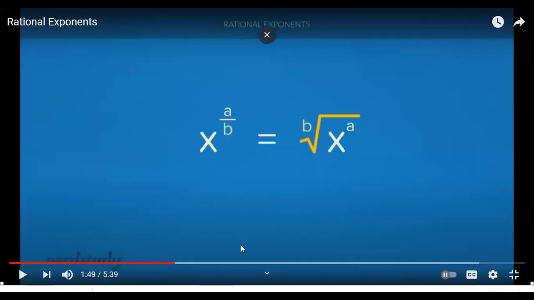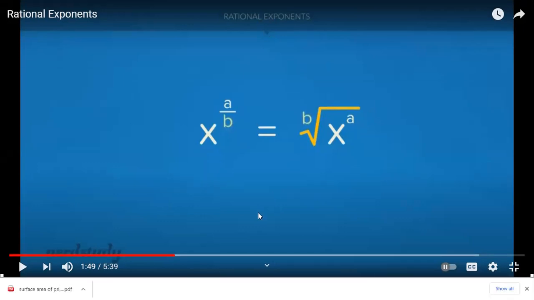A fraction as an exponent represents what? The denominator will be the degree of the root. And the numerator represents the power over the base. Okay? And what is happening to A?